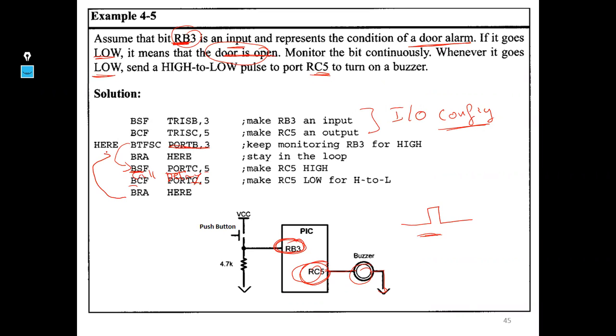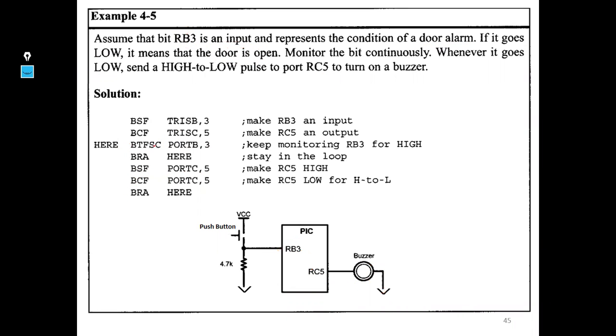Don't forget, you have to make it an infinite loop. You have to branch to here. Now, as long as the value is 1, there is no skip, the PIC will be looping here. If the value becomes 0, there is a skip. We skip the branch to here. We have bit set 5, and then we have bit clear 5.